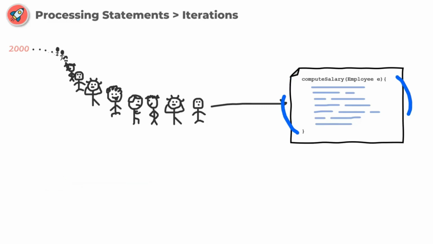And the statements that make it possible are called iterations. There are several ways of achieving iterations. We will see that in upcoming lectures.